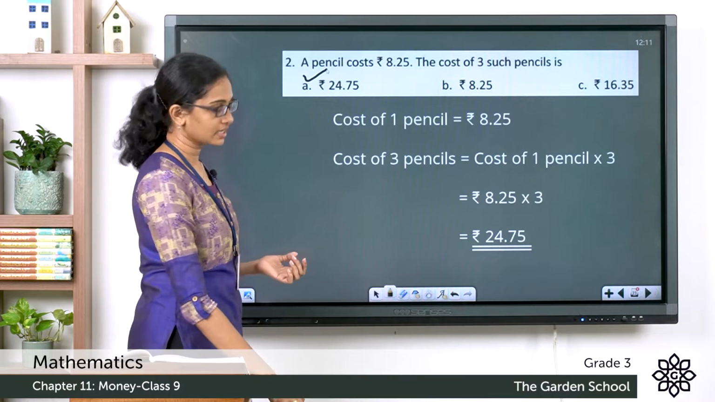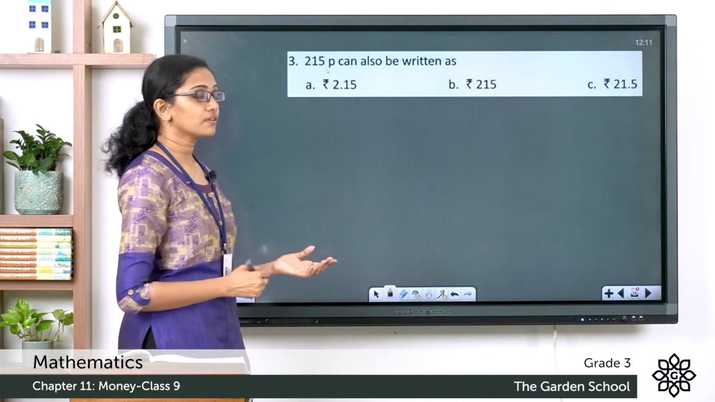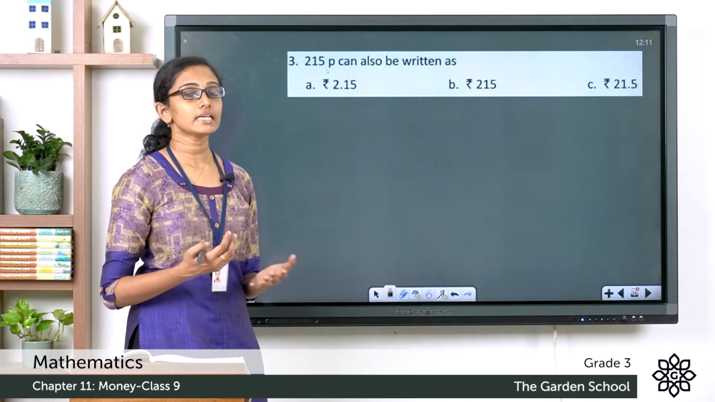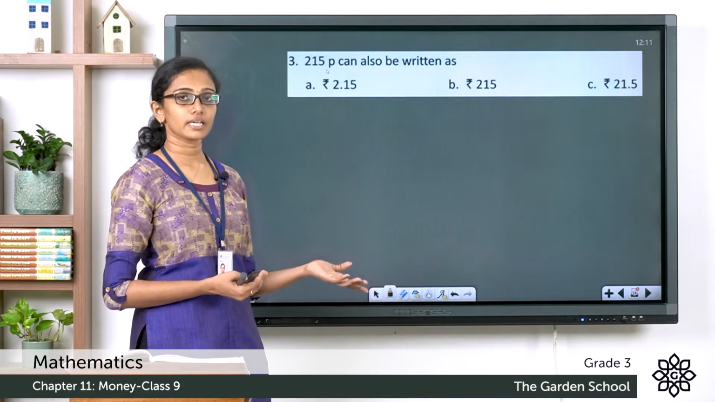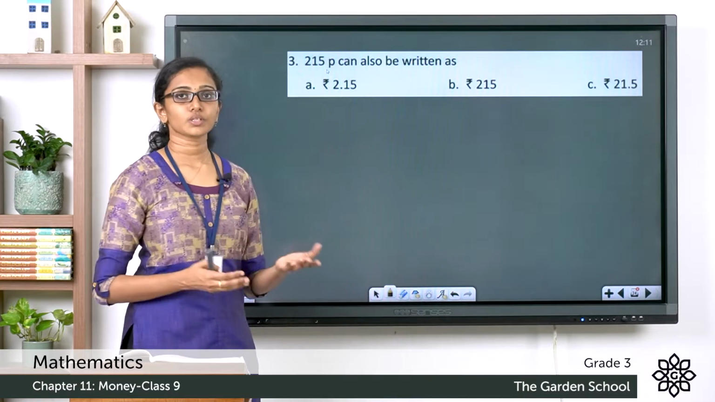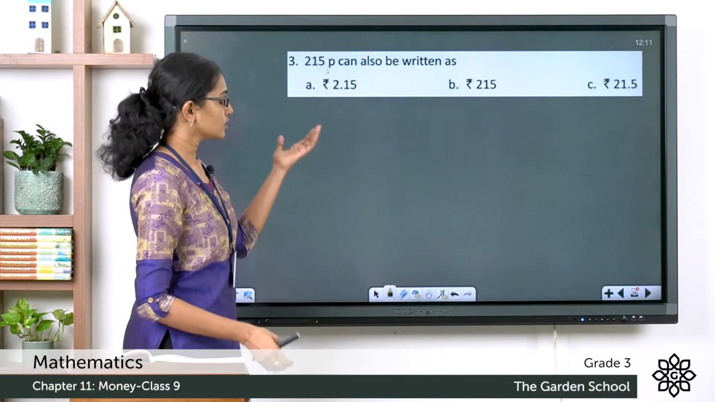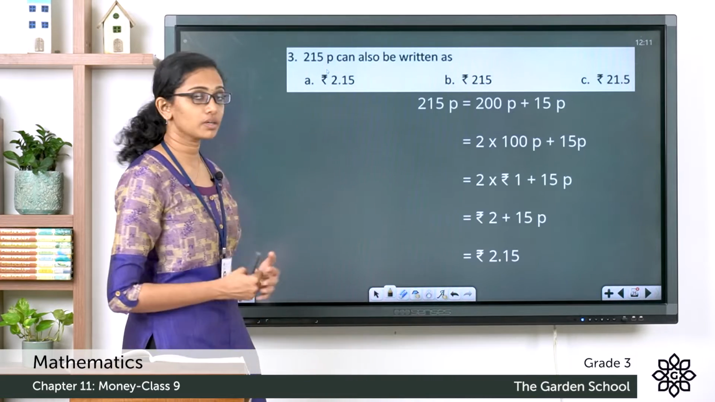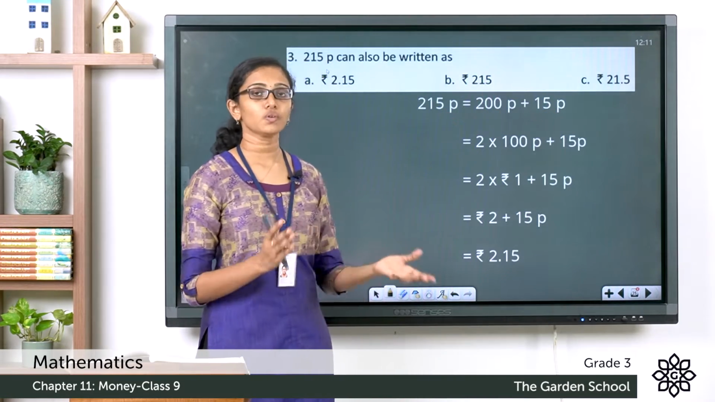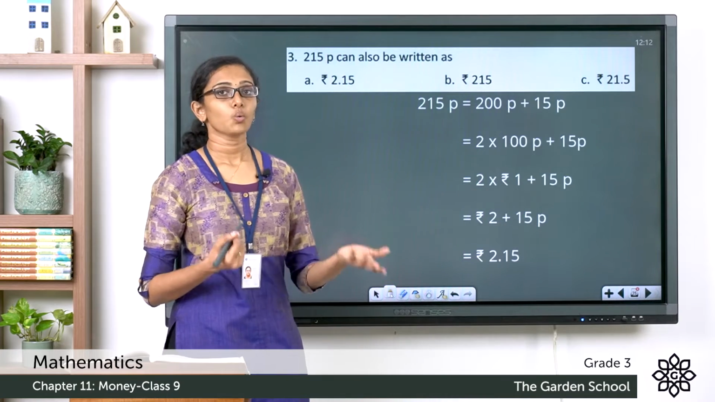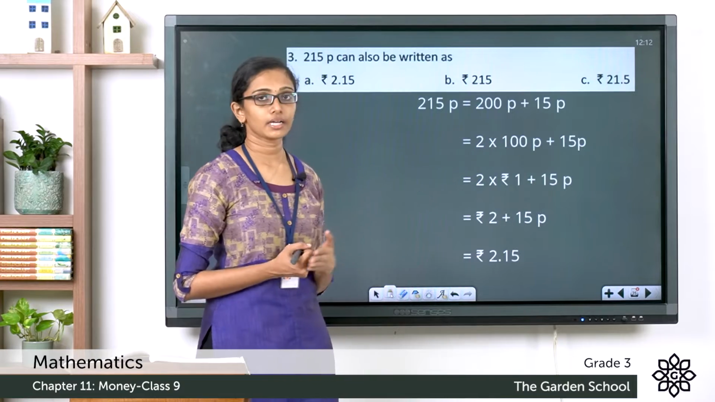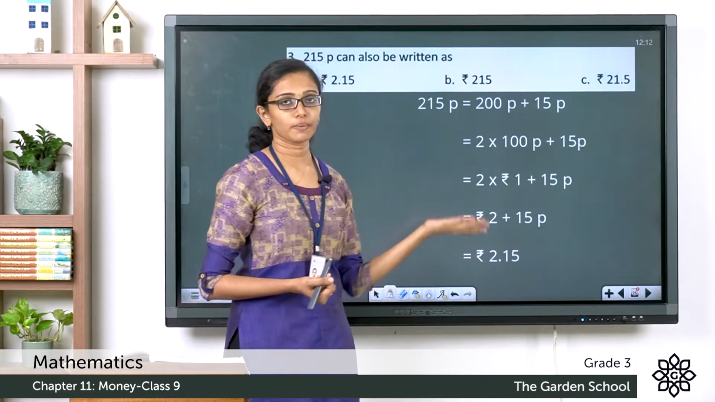Now let's see the third question. 215 paise can also be written as. So we have already learned how to convert from paise to rupee and from rupee to paise. So what is the correct choice here? See, 215 paise can be written as 200 paise plus 15 paise for the ease of conversion. And what is this 200 paise? It is equal to 2 into 100 paise plus the 15 paise.